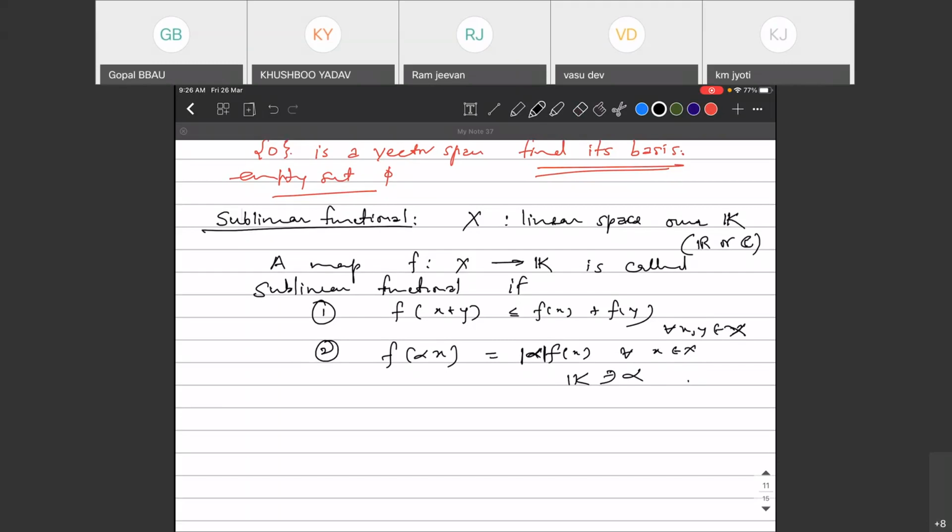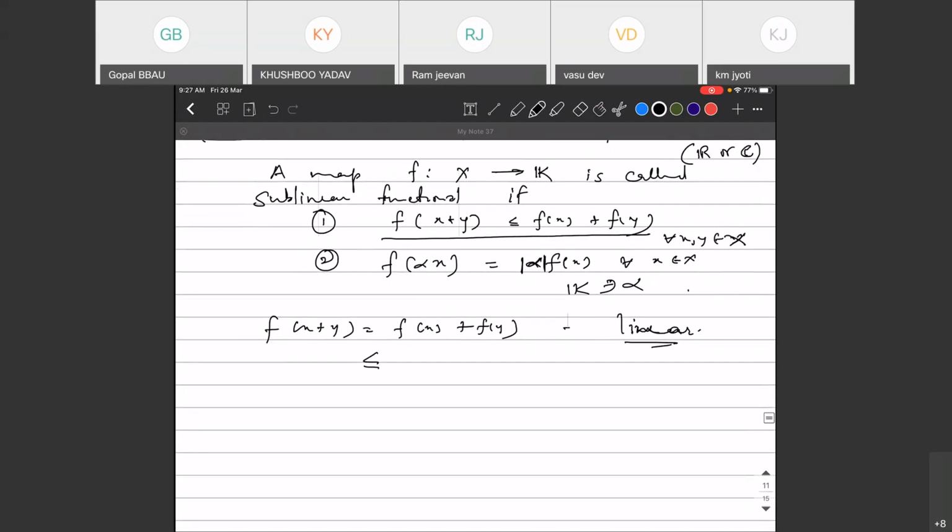Any doubt? Is there any difference between linear and sublinear? Yes, this is sublinear. Linear means f of x plus y is equal to f x plus f y. This is called linear. And since there is this inequality, it is called sublinear.